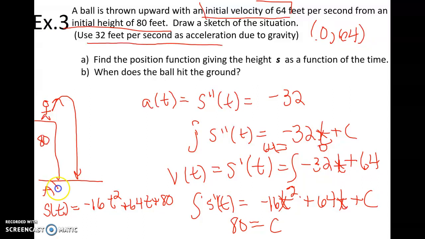That's answer A. Answer B, when will this hit the ground? Or in other words, when will this equal 0? The position will be 0. So hopefully I can factor this instead of doing the quadratic formula, and hopefully I can take a negative 16 out, which I can. That will leave me with t squared minus 4t minus 5. I can then factor this to (t minus 5)(t plus 1), which will give me time values of negative 1 and 5. Negative 1 wouldn't make sense, so 5 seconds will be my answer.